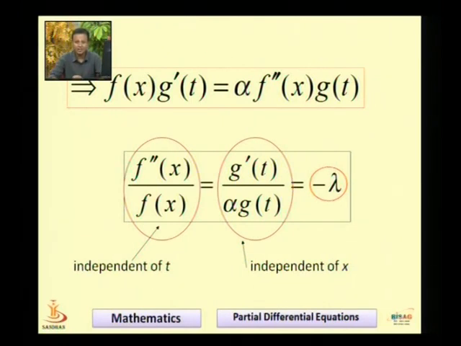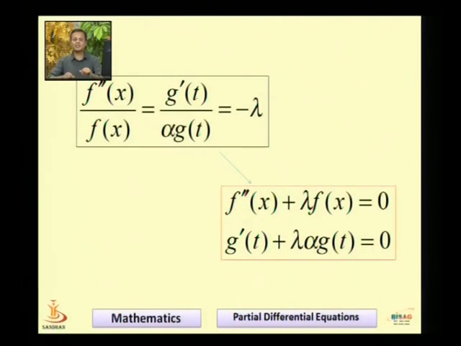There is some problem in the notation in the slide, and that is assumed to be an arbitrary constant lambda. Here minus lambda is considered so that we get a plus sign in the resultant equations. So f double dash x by f x is equal to minus lambda and g dash t upon alpha g t is equal to minus lambda. These two equations give us two ordinary differential equations.